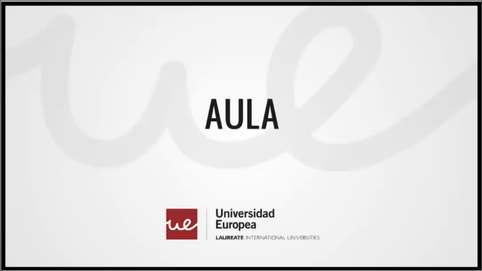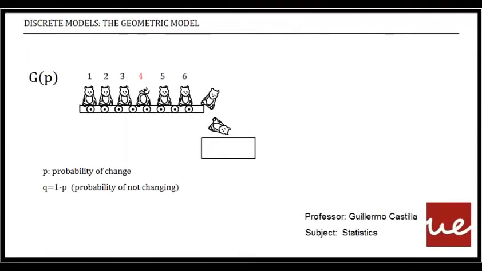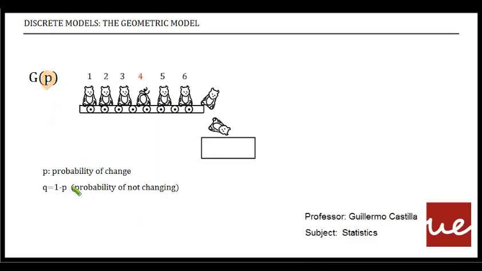Today we're going to be talking about the geometric model in discrete distributions, discrete models. The geometric model is vaguely similar to other models. It's actually a simplification of a few of them, and it only depends on a single variable p, which is the probability of change. In exchange, q is the complementary of p, and it would be the probability of 1 minus p. So it's the probability of not changing.